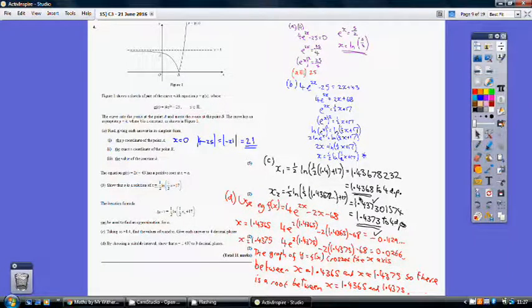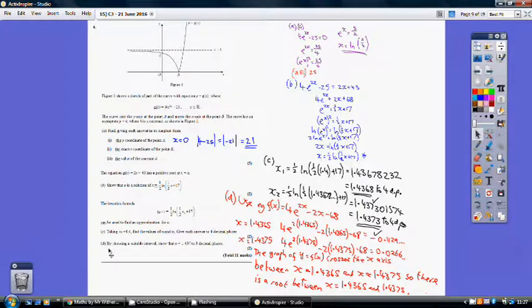giving us 1.4368 to 4 decimal places. If we then take our x1 value, but the unrounded version, this one, substitute that back into the iteration formula, that gives us x2, which is 1.4373 to 4 decimal places.